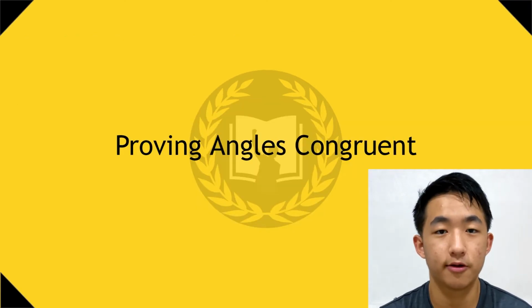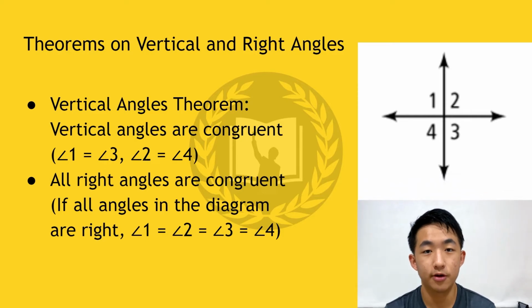Now let's move on to another concept, proving angles congruent. Let's first start off with new theorems on vertical and right angles. So the vertical angles theorem basically states that vertical angles are congruent. So in this case, angles 1 and 3 and angles 2 and 4 are congruent pairs.